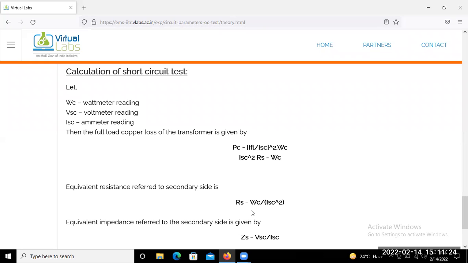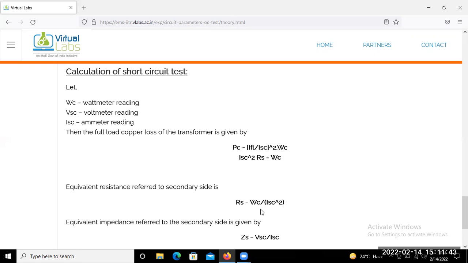So from that formula you can apply here and just calculate the value on the low voltage side. Okay. So we calculate the equivalent resistance toward the high voltage side here by this formula. Okay. So this is all about the short circuit test.